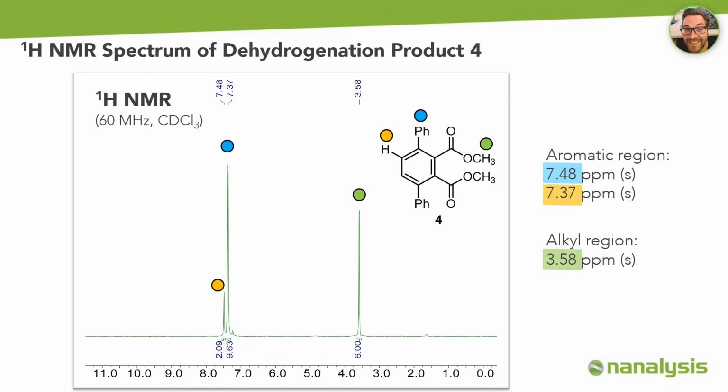The final product, p-Terphenyl derivative 4, shows a very clear NMR spectrum with two singlets in the aromatic region at 7.48 and 7.37 ppm, and a singlet in the alkyl region at 3.58 ppm, which again can be assigned to the methyl groups in the molecule.